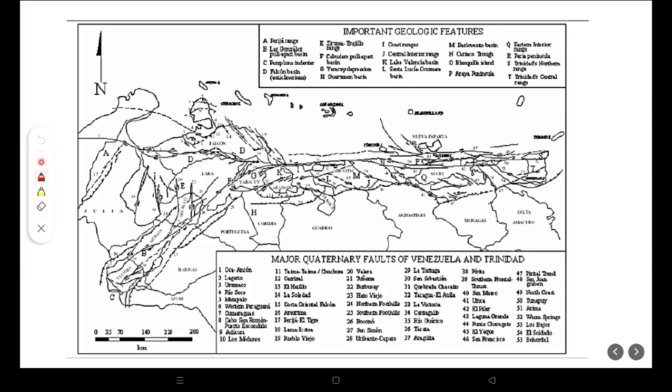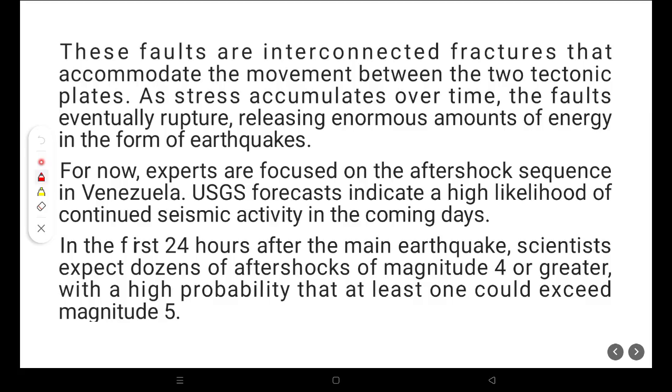So as you can see, the total faults that have been recognized are 55. So 55 faults have been recognized by this author, who mapped the quaternary faults, and these faults are also connected. So this is the major region of earthquakes in Venezuela. As I have told, these faults are interconnected fractures that accommodate the movement between the two tectonic plates. As stress accumulates over time, the faults eventually rupture, releasing an enormous amount of energy in the form of an earthquake.